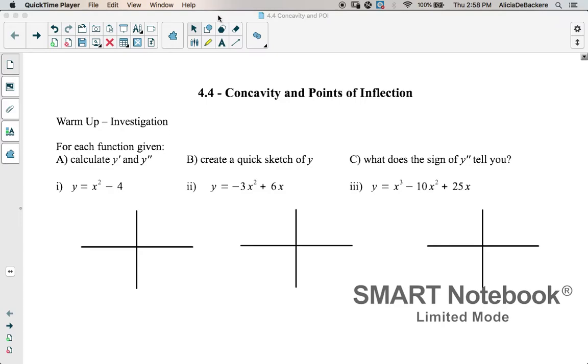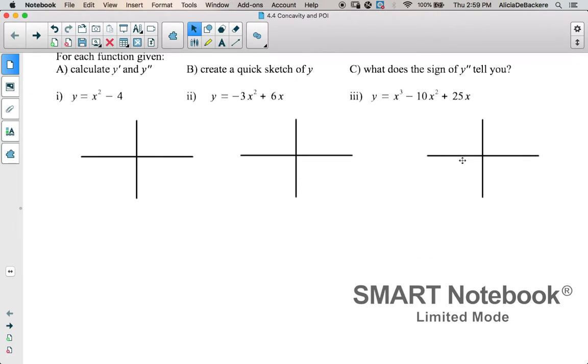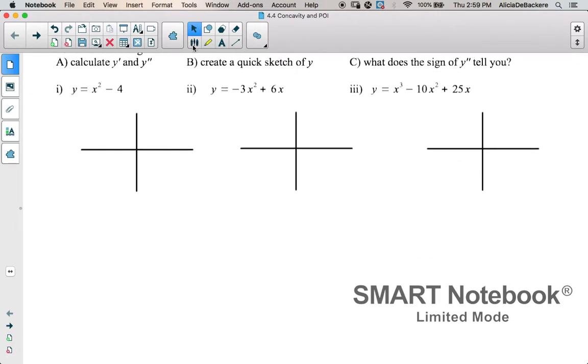For each of these functions, we're going to calculate the first and second derivative, do a really quick sketch of the original function, and then try to think about, well, what does the second derivative actually tell me about the graph? Because that's what we're working with today. So with my first function here, the first derivative is 2x, and the second derivative is just 2.